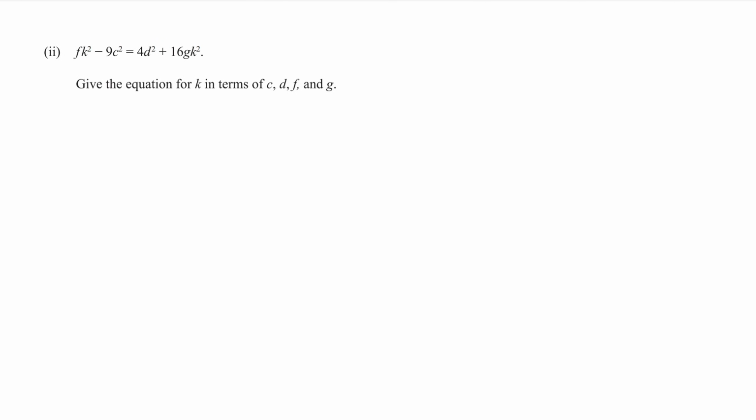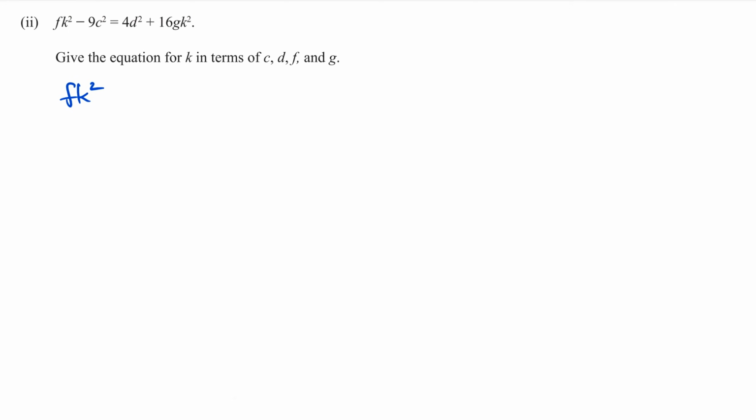So with this rearranging question, what we have is: give the equation for K in terms of C and so on. So you've got to rearrange for K. What we have here is FK squared minus 9C squared equals 4D squared plus 16GK squared.